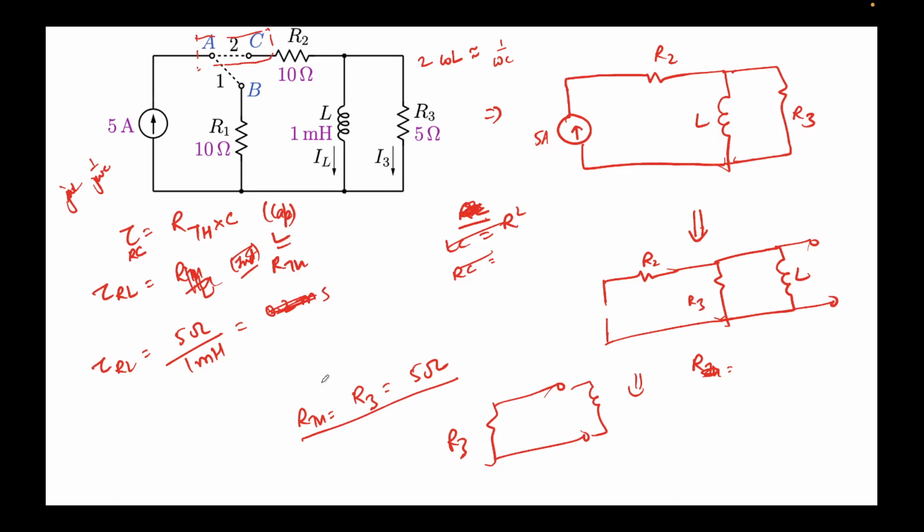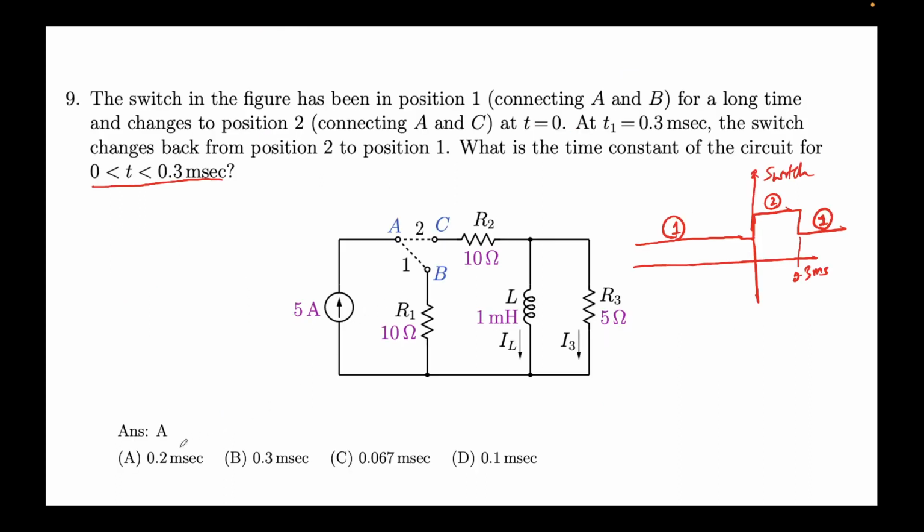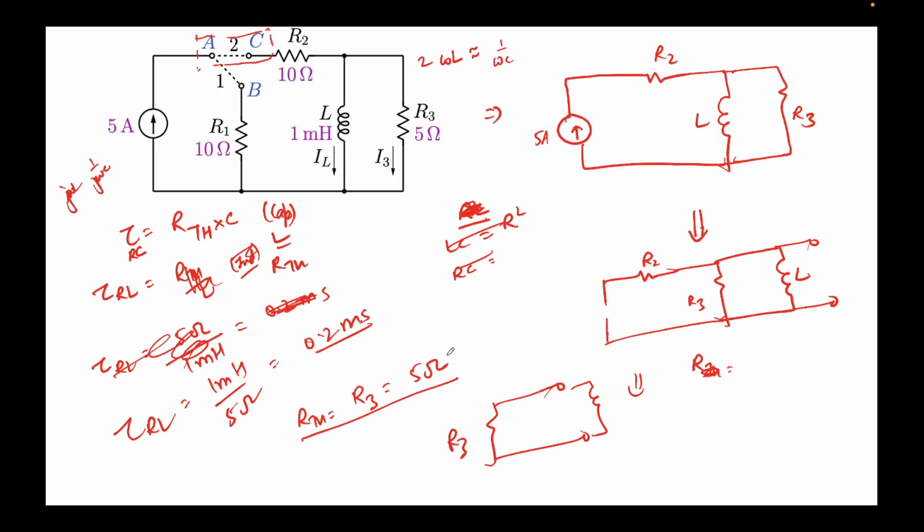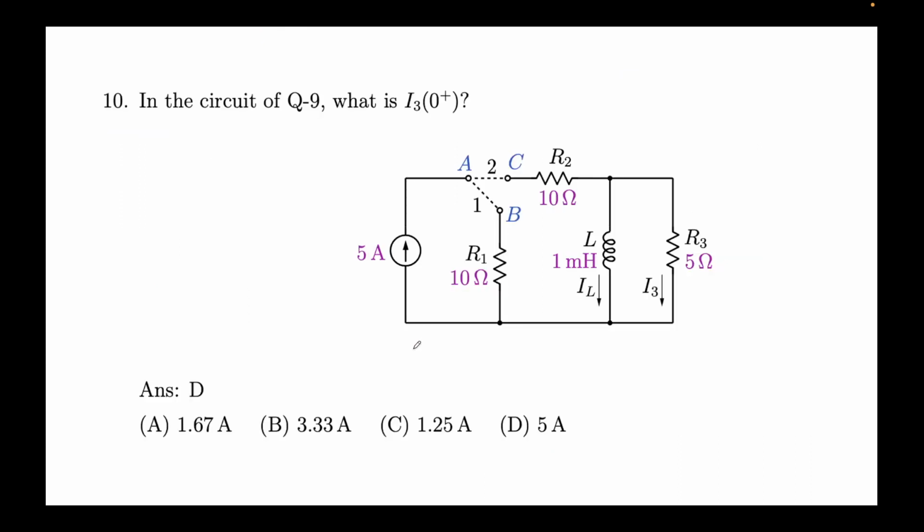So tau RL will come out to be 1 millihenry over 5 ohms. This will come out to be 0.2 milliseconds. It just happens to be option A, right? So you can clearly see for all the problems that we are doing, the first thing always remains the same. We are first mostly interested in finding the time constant, right? Now the second part of the problem asks what is I3 at 0 plus.